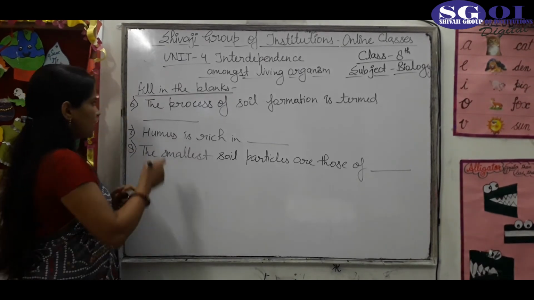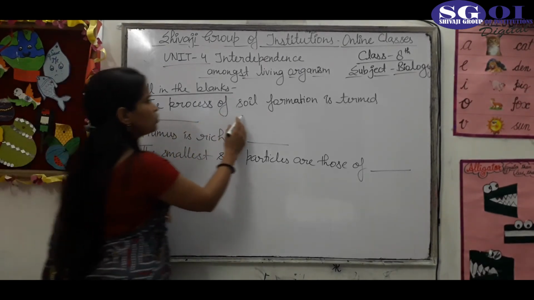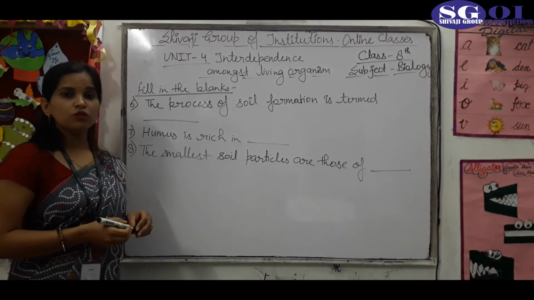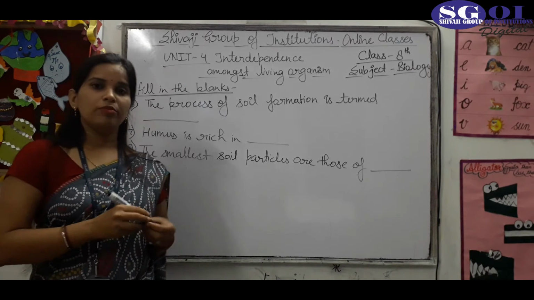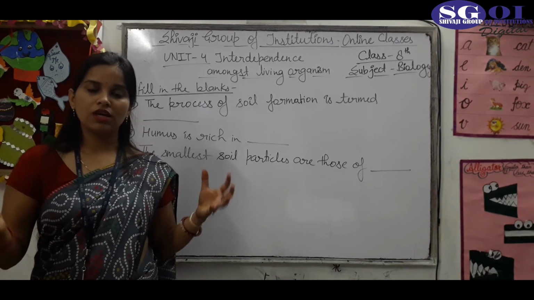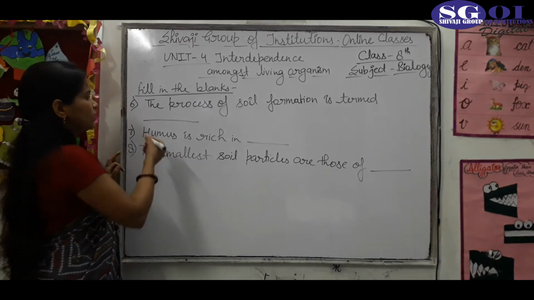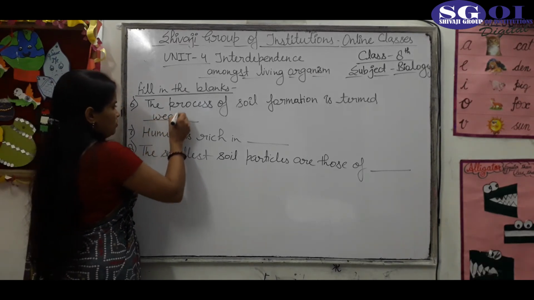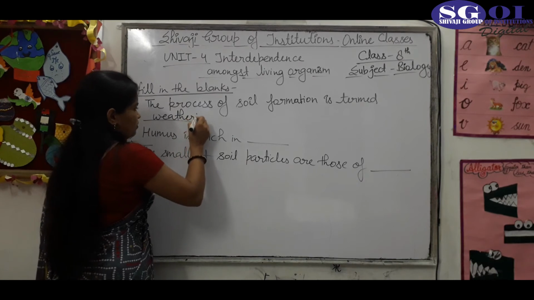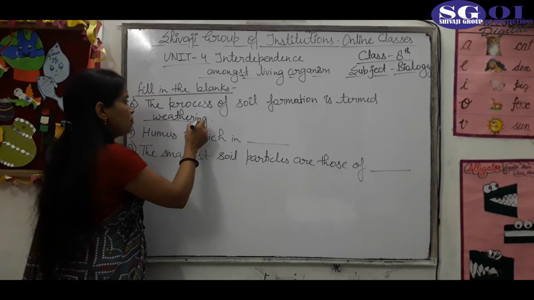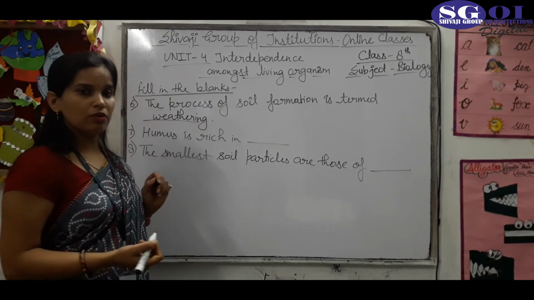And the next fill in the blank is the 6th number. The process of soil formation is termed as, actually the soil is formed by the weathering of rocks, meaning the big or larger rocks are weathered, then soil is formed. So this process is called weathering. So what do we call the process of soil formation? Weathering, because by the weathering of the rock soil is formed.